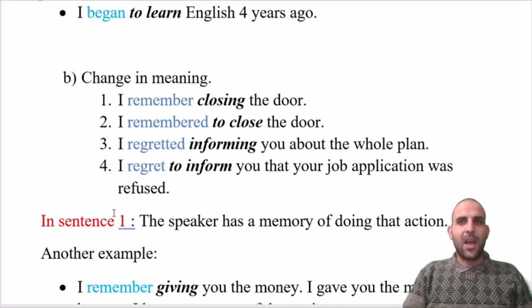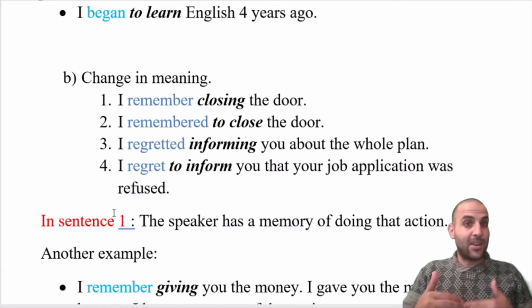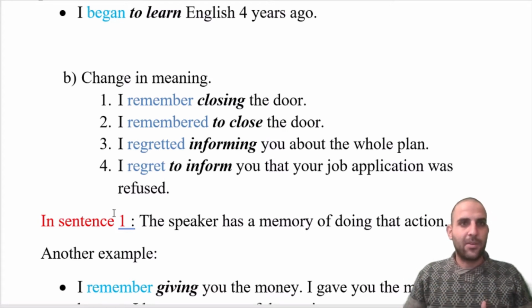The second one, I remember to close the door. Now, in this statement, it's another story. The meaning is not the same as the first, because if you say I remember to close the door, it means that while you were doing something, an idea came to your mind to close the door, and then you closed it. For example, you are in the house, you want to go to sleep, and then you remembered to close the door and then you closed it and then you went to sleep, right?